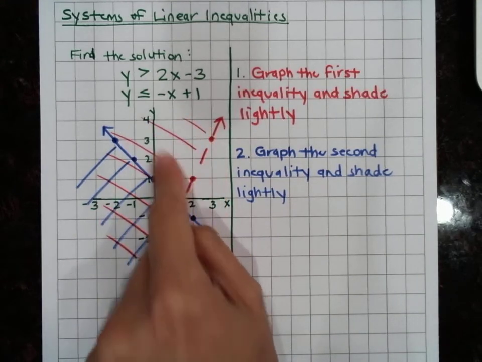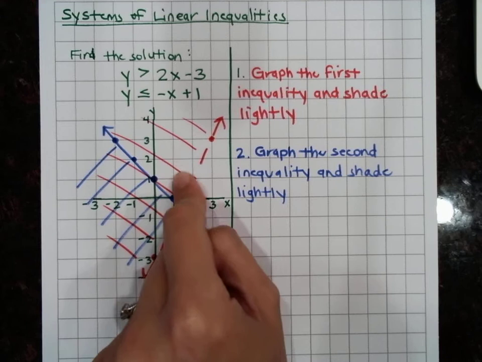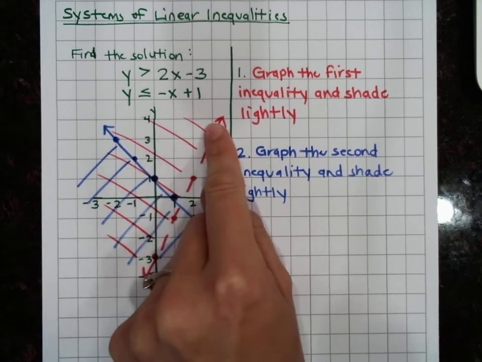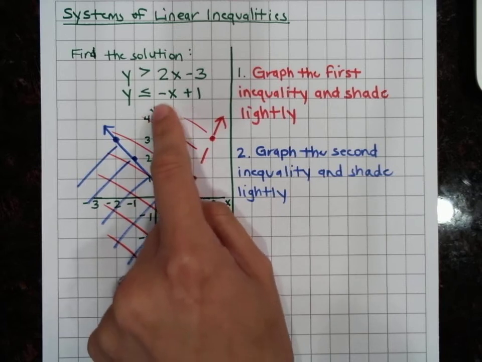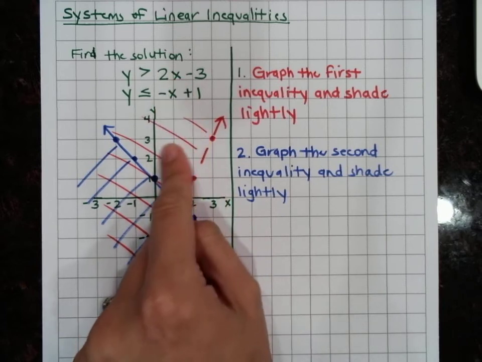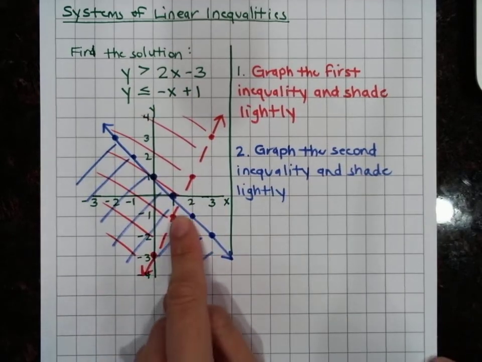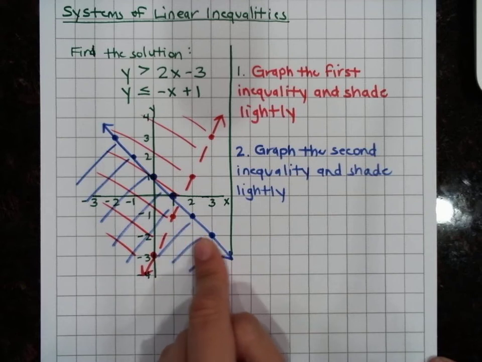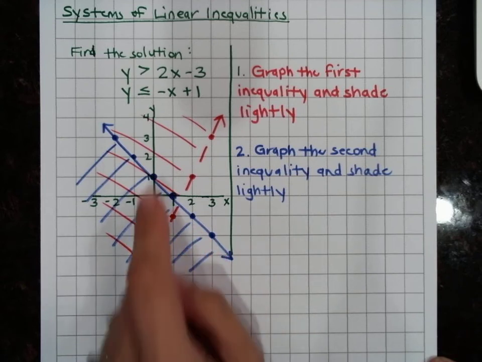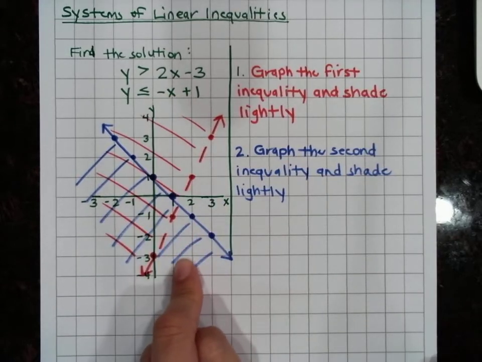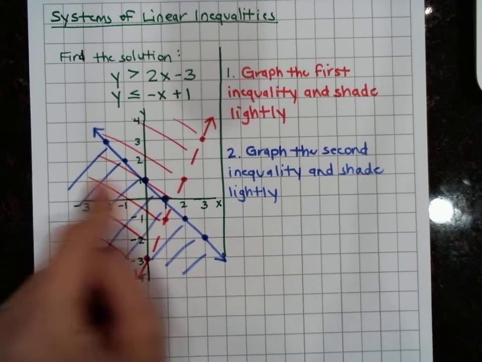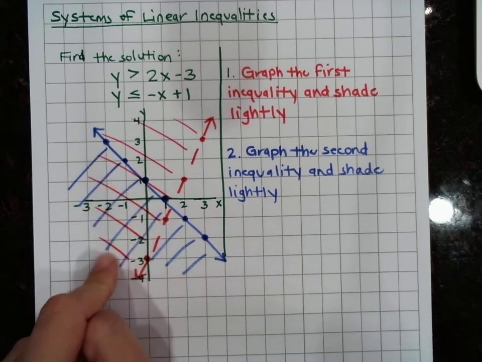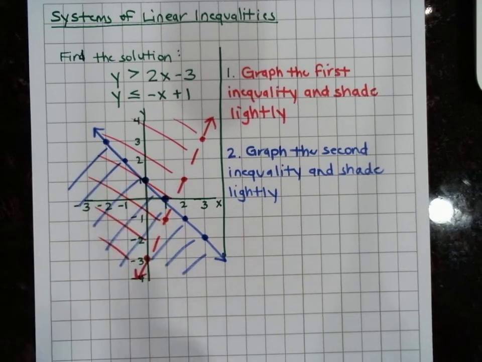So if you look here, this region only makes the red inequality true, okay? So that was our first inequality, okay? This region down here is only shaded blue. So if you pick a point in here, it will only make the second inequality true. We are looking for the solution that makes both inequalities true, which is this region right here.